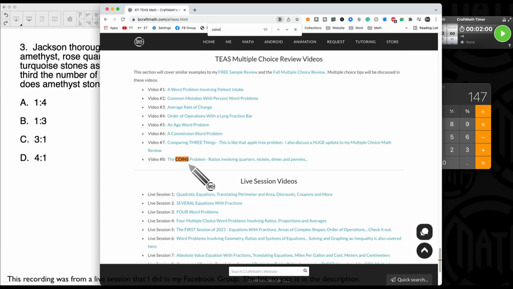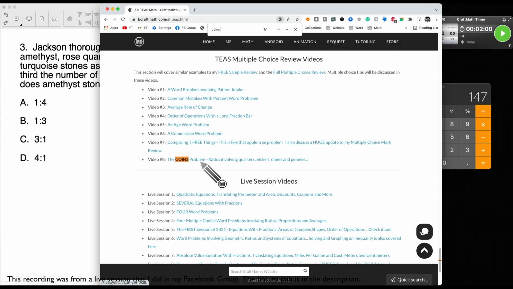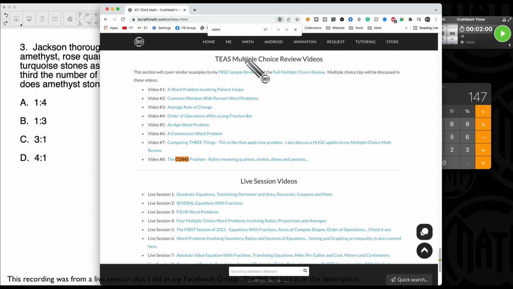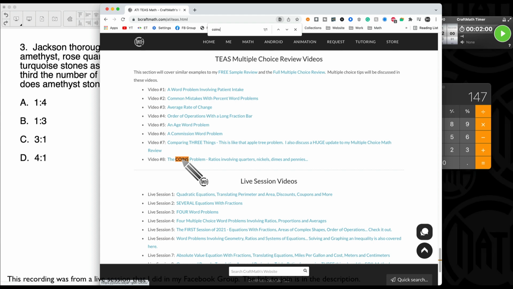This is the same type of problem, except the problem you just read is talking about stones, whereas down here we have coins. It's the same daggone thing. So search for that word. I do have a very similar video, and this actually goes along with my multiple choice review. That's another item that I have. That's not a free item. Of course, these videos are, but look for that coins problem for additional practice like this.